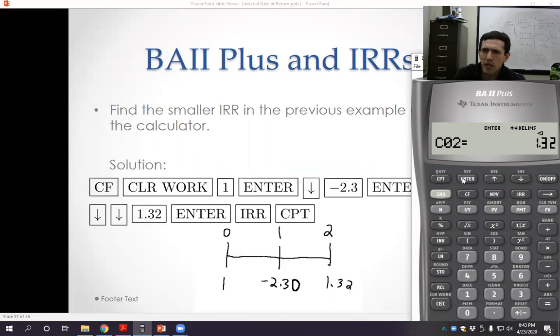Enter. And not very subtly, we're going to hit IRR, and then we hit CPT for compute. Your calculator might take a full second, a second and a half, to do this computation. But we get exactly what we got before, the smaller of these two internal rates of return, 10% and 20%. And remember, just like with doing loan interest rates with the calculator, by that I mean with constant payments, the calculator is going to spit out a percentage.